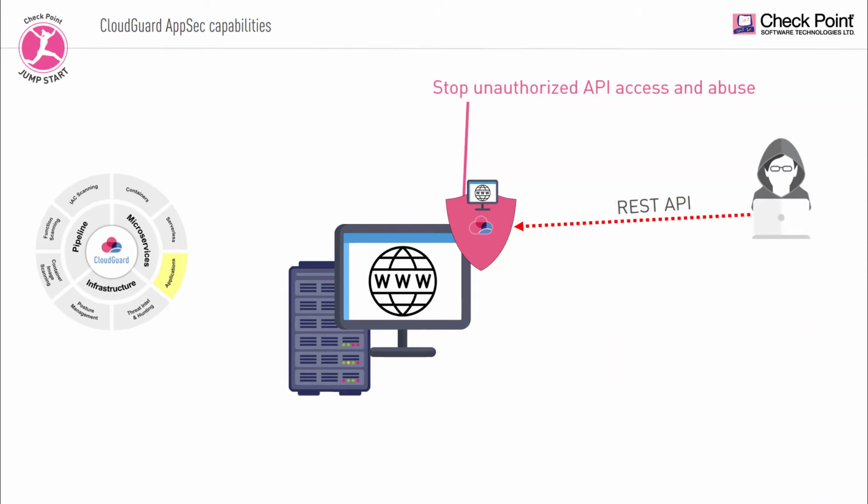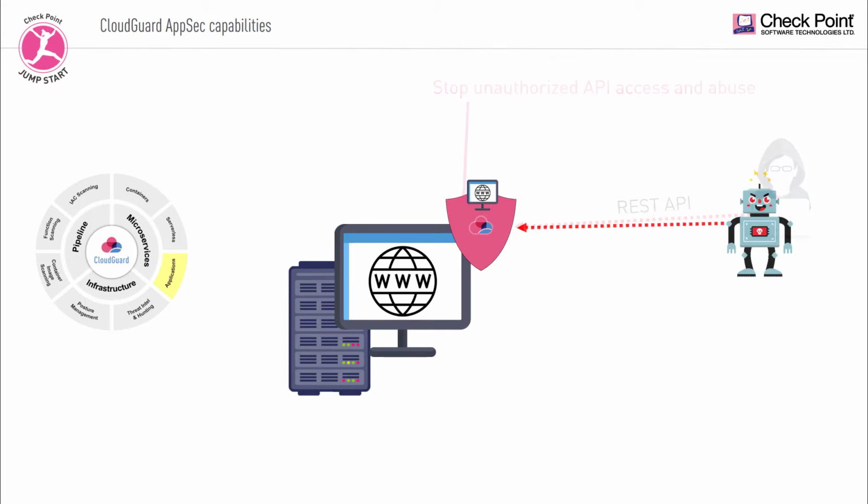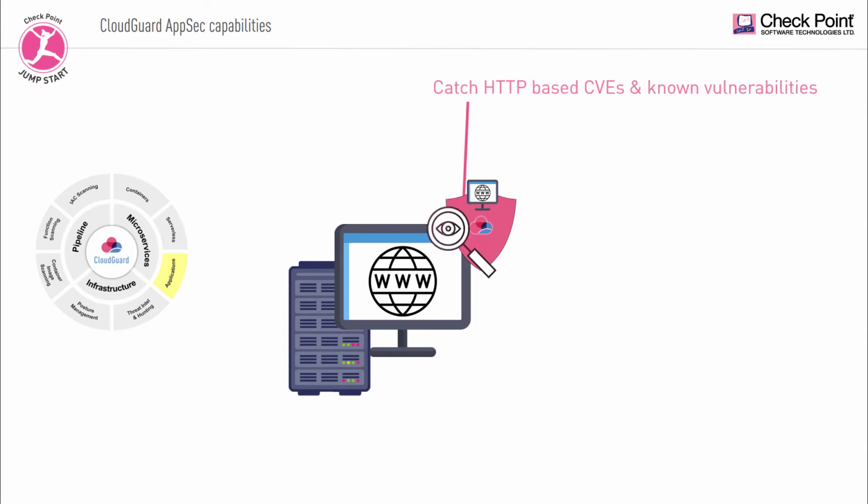It can stop unauthorized API access and abuse without breaking applications and frustrating users. It can identify and stop malicious bots before they can negatively impact the customer's experience. And it can catch any HTTP-based CVEs and known vulnerabilities.